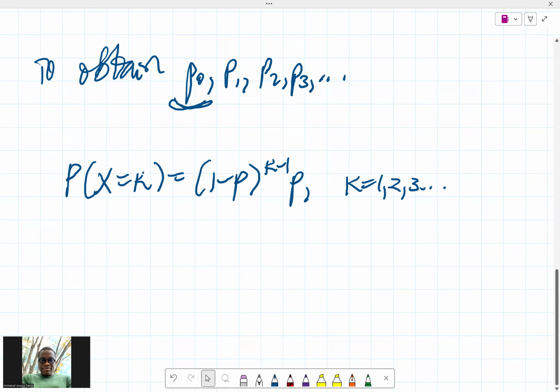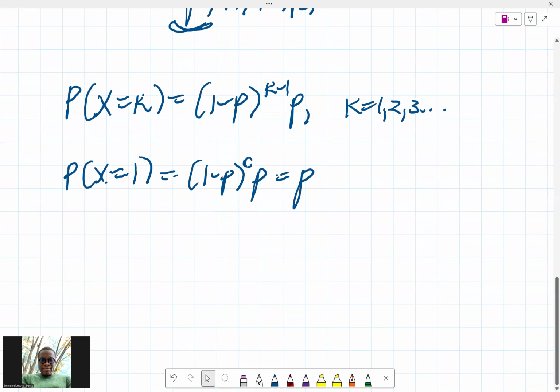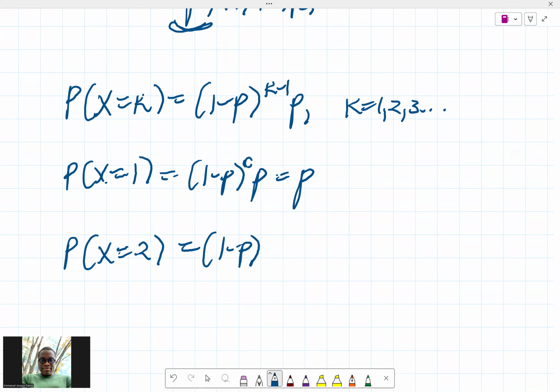So now we have the probability that X is equal to 1. That's when k is 1. So we have (1 minus p) raised to power 1 minus 1, that's 0, times p. And that's simply (1 minus p) to the power 0, that's 1. So this is simply p on its own. And then next we have the probability that X is equal to 2, meaning that k is 2 now. So we have (1 minus p) raised to power 2 minus 1, that's 1, times p. So that's p into (1 minus p).